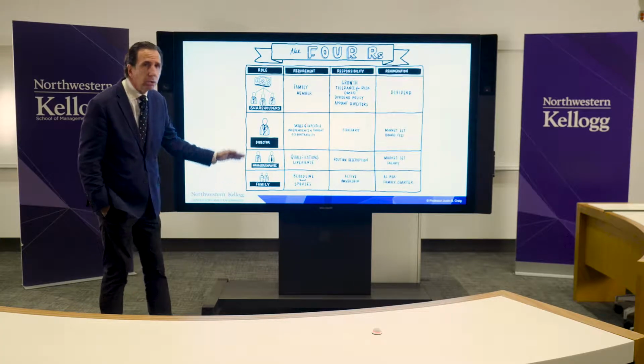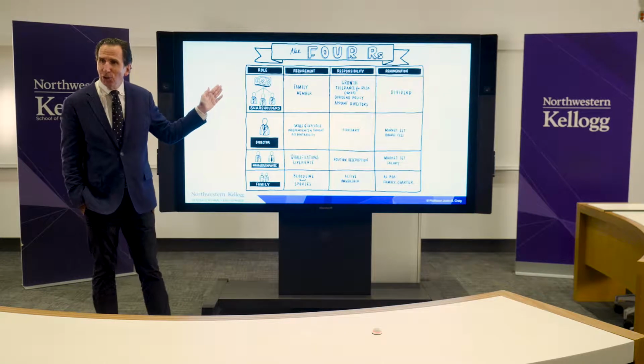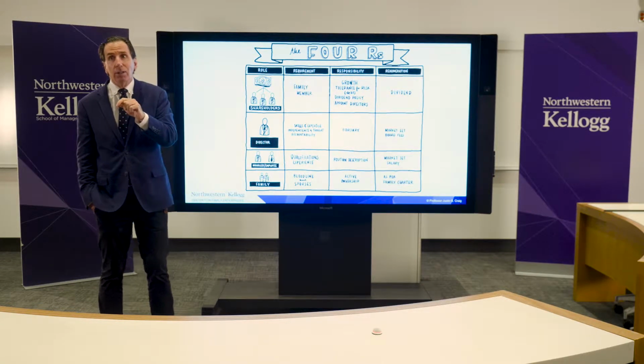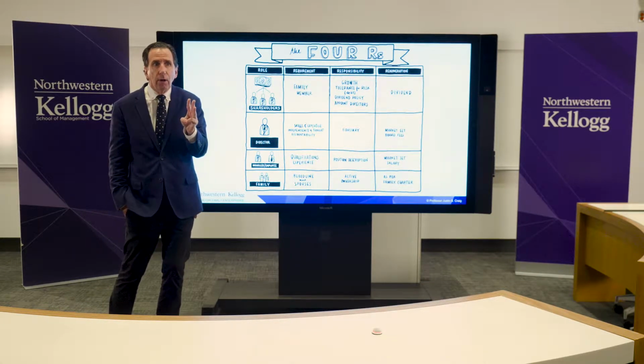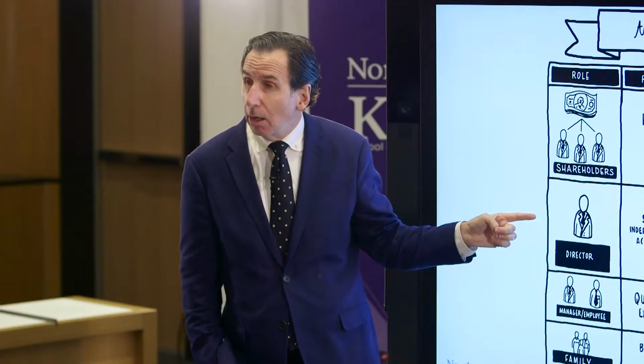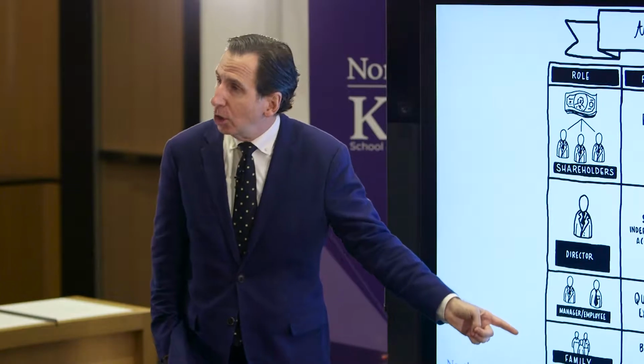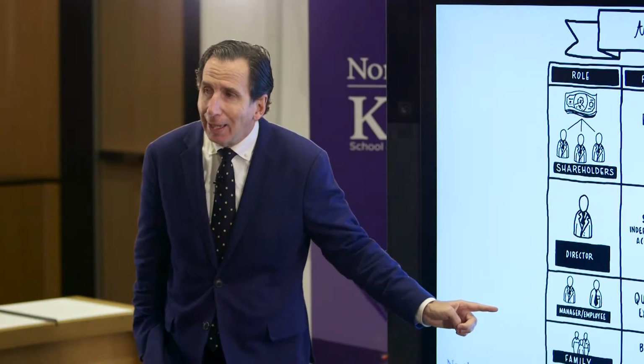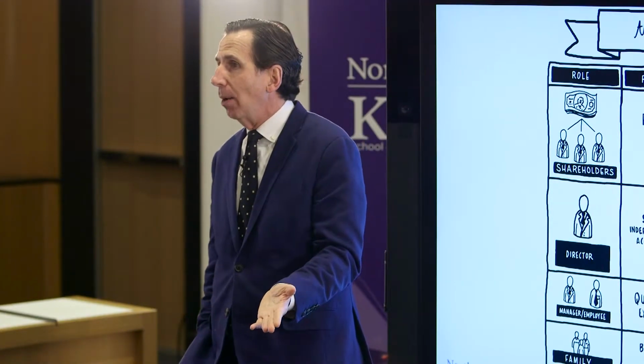So what are those roles? You have a role as an owner. Start to think that this is very much linked to the three-circle diagram. A role as an owner, a role as a director or a governor, a role as an executive or an employee, and a role as a family member.